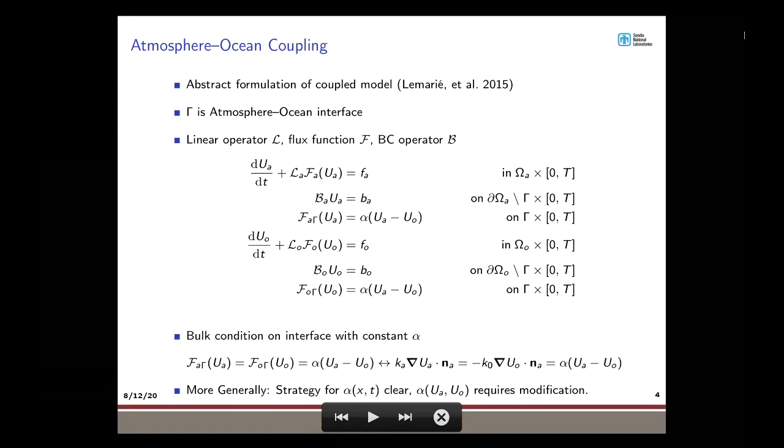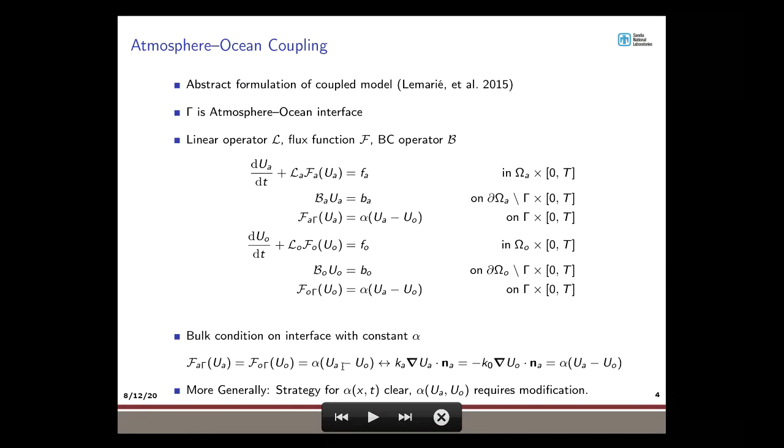So at the top, we have the model for our atmosphere. We have the Dirichlet boundary conditions on the non-interface boundaries. Then we have the bulk condition that Hong showed earlier on this interface boundary. This is simply saying that the flux is proportional to the discontinuity in the solution, and it's derived from a drag law, actually. You see something similar in the ocean, just with O's. And in fact, these fluxes should be equal, so there's continuity. They're equal to this discontinuity.